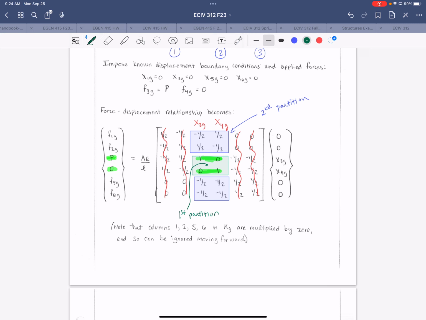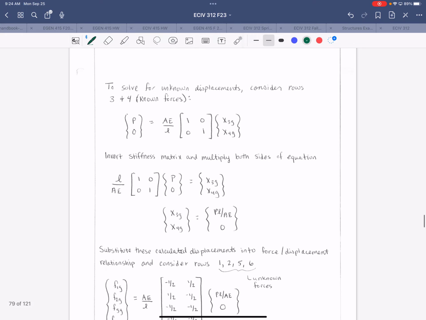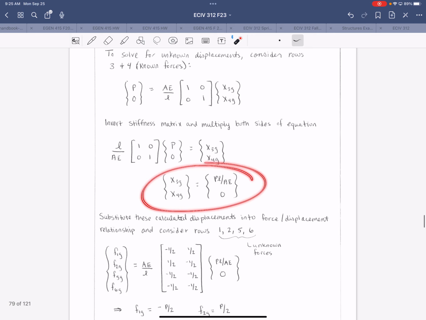Any other questions? Okay. All right, so next page, we have the first partition written out, all right? And once you take the inverse of that stiffness matrix, which includes the AE over L term, we've got now L over AE from the inverse. Pre-multiply both sides by that inverse. We solve for those unknown displacements, and the results are in terms of the applied load and the stiffness.